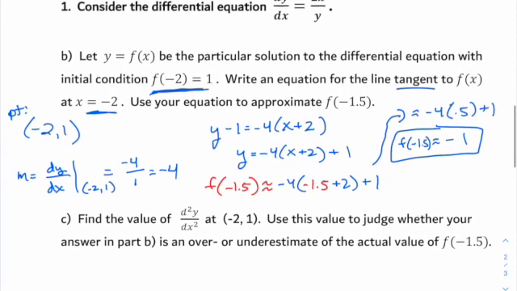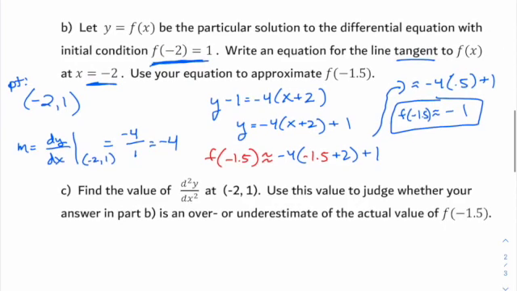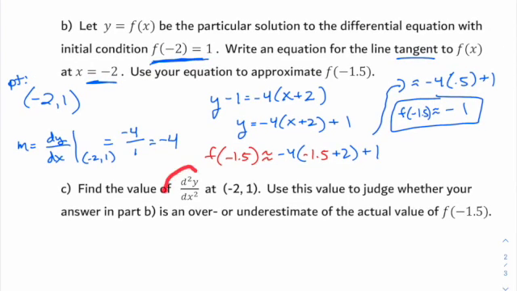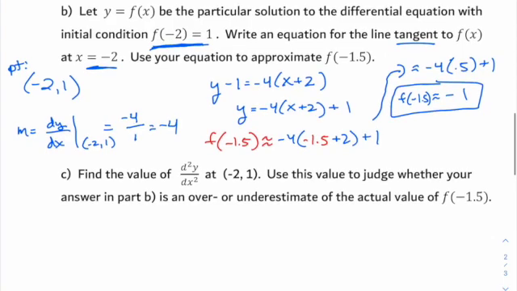And part C. Now part C is not always a given that it's a follow-up to this sort of thing, but it sometimes is. We're going to find the value of the second derivative at this same point, (-2, 1), that we used to write the tangent line. And then we're going to use this value to judge whether our answer in part B, this approximation that I got, is an over or underestimate of the true value of f(-1.5).